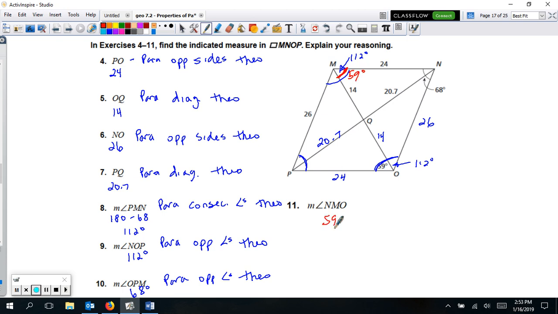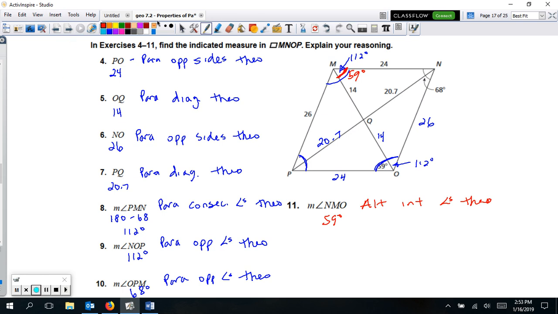So this is 59 degrees. And the reason why is the alternate interior angles theorem. That's why. That's from back in chapter 3. Okay, we have just one more to look at. I know you're thinking, well, we're done. We're down to number 11. That's the last one. Well, there is one I need you to put in the notes section.